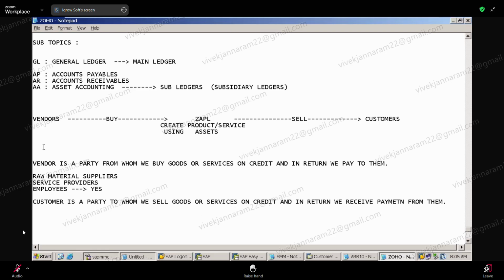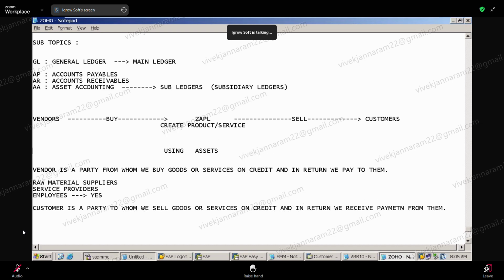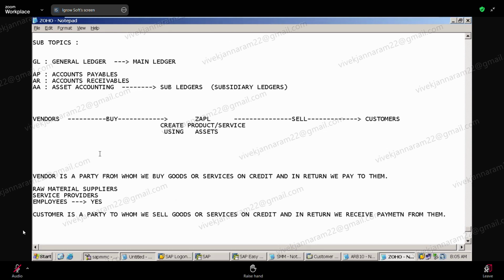Okay? Now, these vendors, these people, we are calling them accounts payables. Why are we calling them accounts payables, guys? We have to pay them for the goods and services they give us. We are liable to them. Actually, we don't like these people. Any business will not like them.